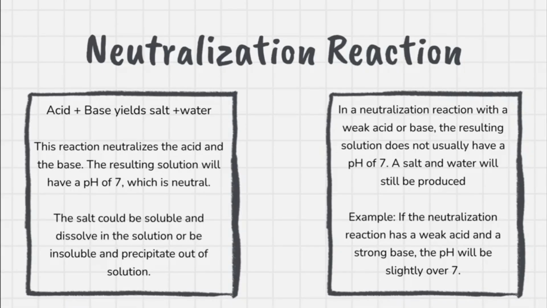In a neutralization reaction with a weak acid or base, the resulting solution does not usually have a pH of 7. A salt and water will still be produced. If the neutralization reaction has a weak acid and a strong base, the pH will be slightly over 7, meaning that the solution will be basic.